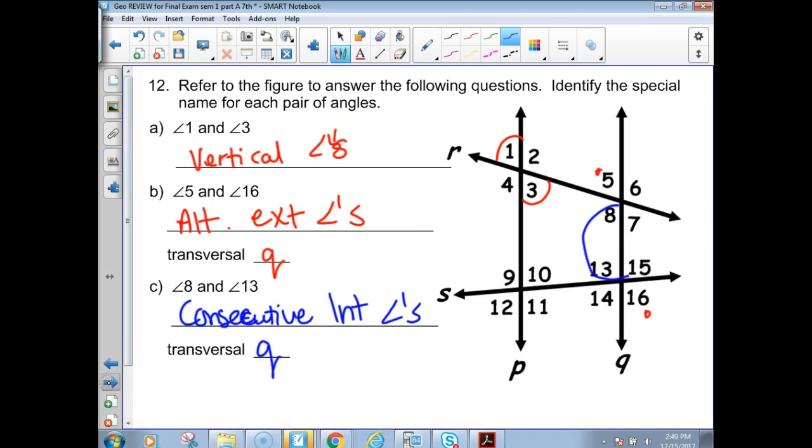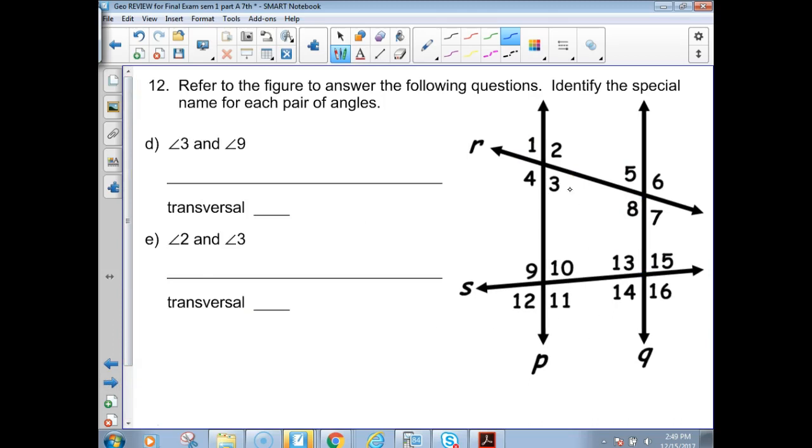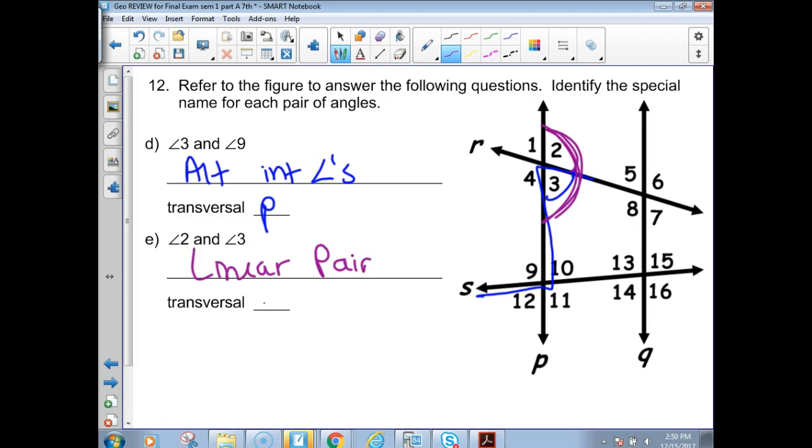Okay. More of 12. 3 and 9 are on alternate sides of the transversal P. So they're called alternate interior angles. And 2 and 3 are right next to each other, so they form a linear pair. The transversal is still P. I don't really necessarily call it a transversal at that point, but anyway.